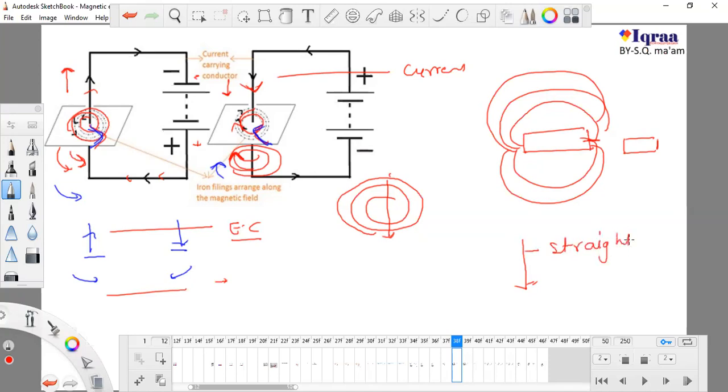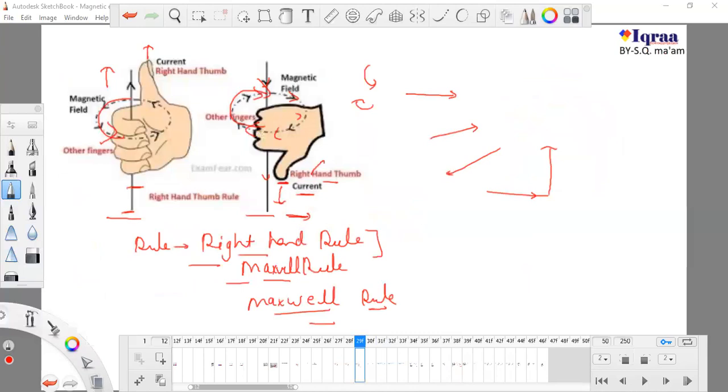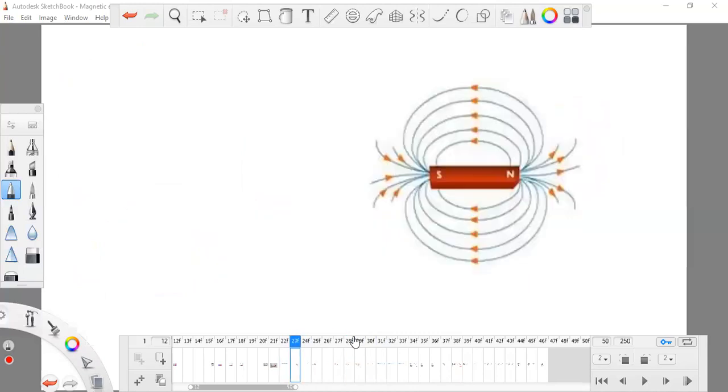Okay, so it is known as a straight conductor. We are studying about straight conductors. We also studied about magnets, and in a magnet we see this type of magnetic field lines, which start from the north pole and end at the south pole. We studied this.